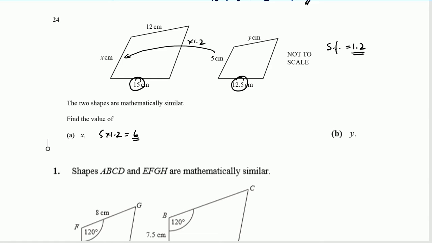But for y, I'm going from the big triangle to the small triangle. So I'm going to take this 12, which corresponds to the y, and divide that by 1.2. And that's going to get me 10 for y.